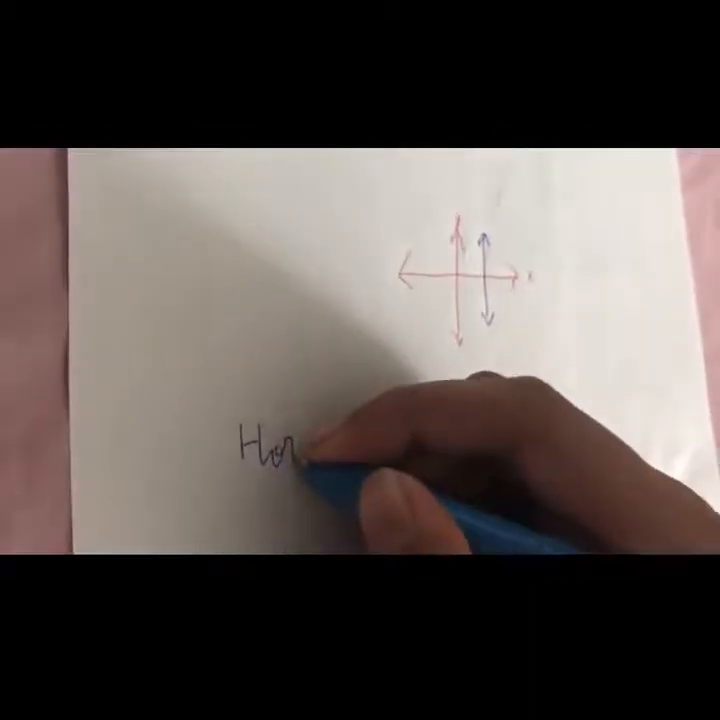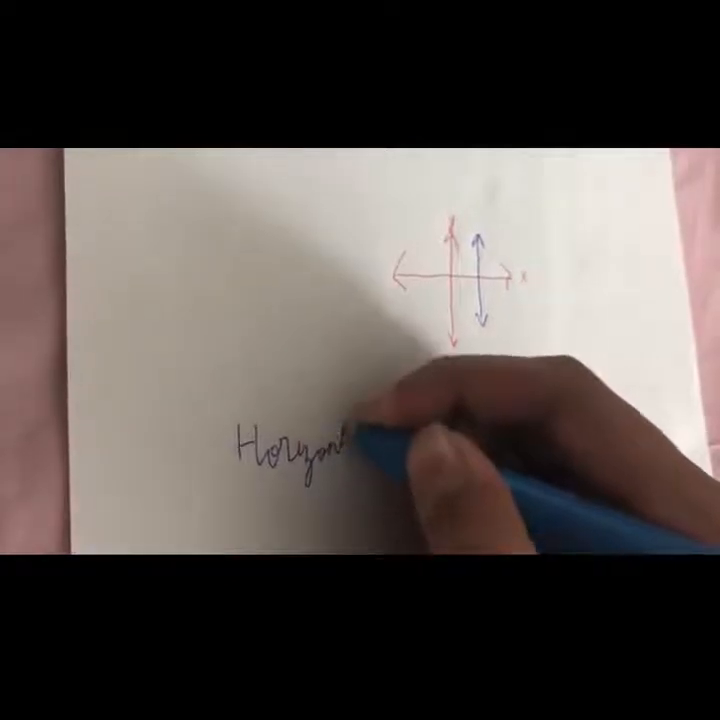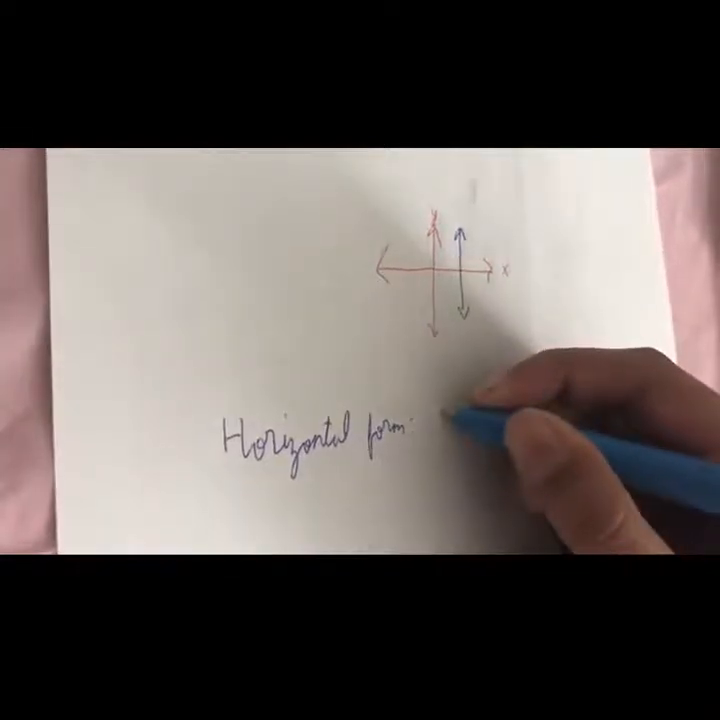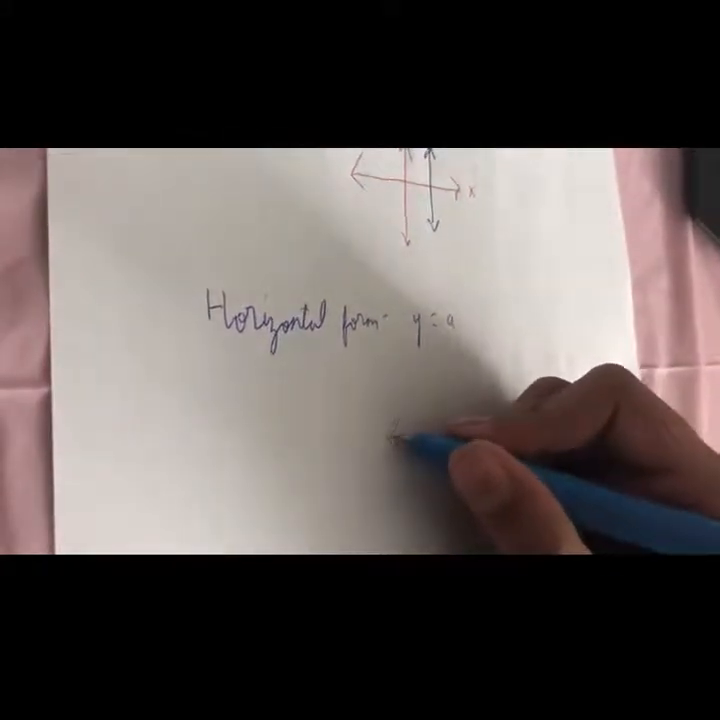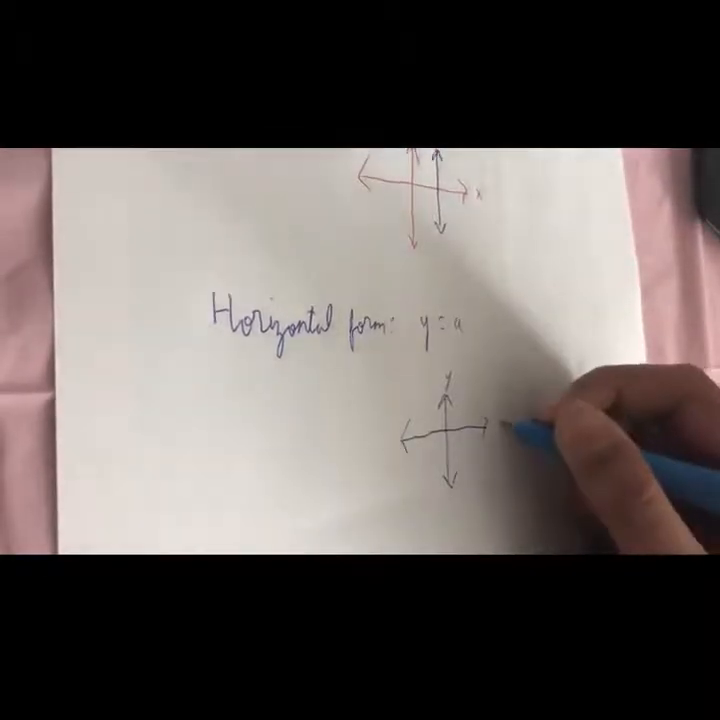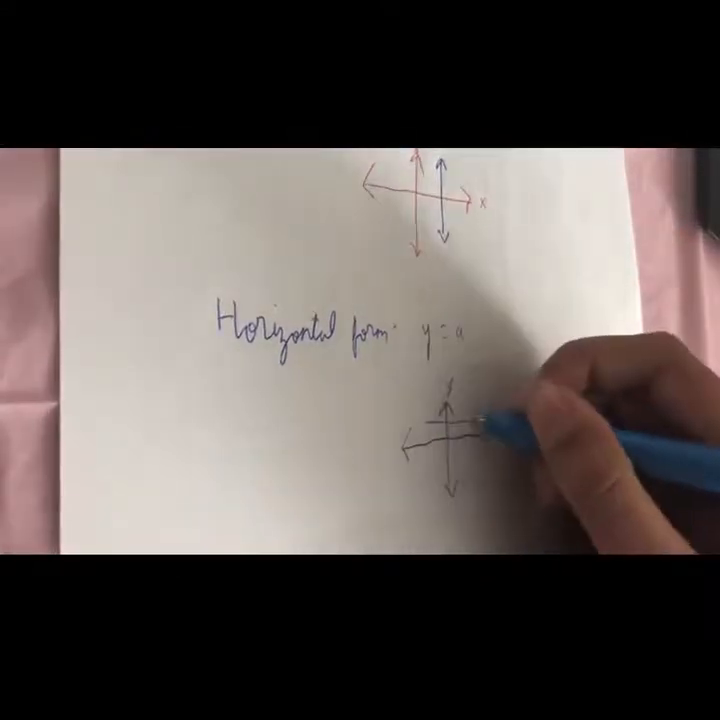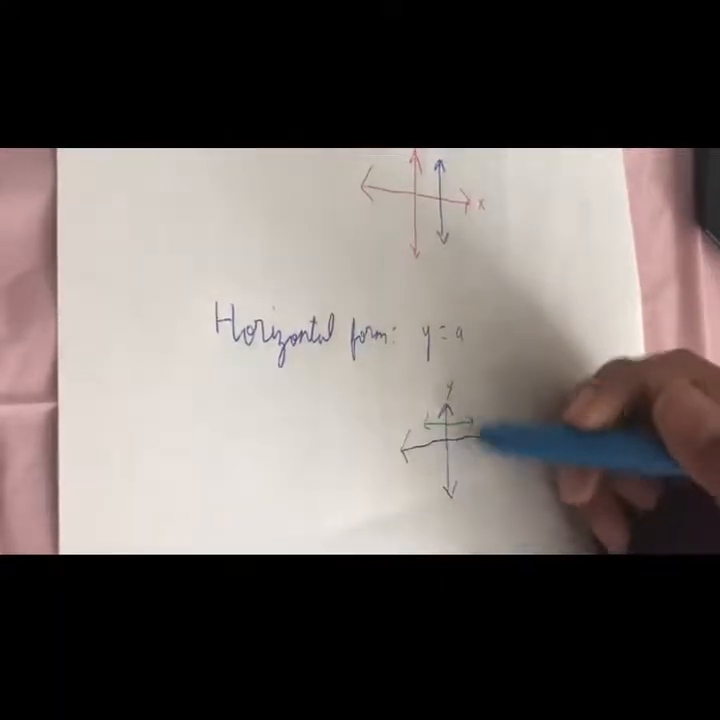And lastly, the sixth one is horizontal form, and the formula for that is y equals a. a could be any number, just as in the above form, and it's a horizontal line with b as the y-intercept. So this would be my graph, my y-axis and my x-axis, and a horizontal line would be this, but it could be anywhere on the y-axis.